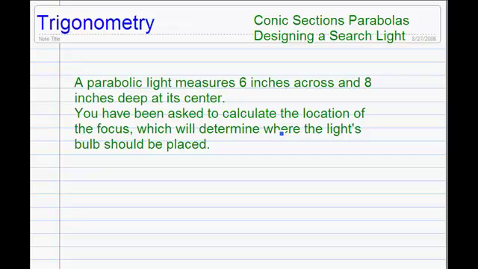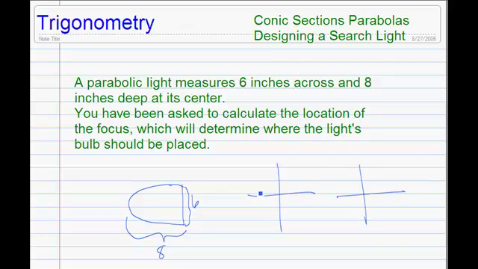This is another application of using what we know about parabolas to locate a place on a searchlight where a bulb should be placed. If a parabolic light measures 6 inches across and 8 inches deep at its center, again we can just draw a really rough sketch of that, where it would be 6 all the way across, and this distance here would be 8 inches deep at its center.